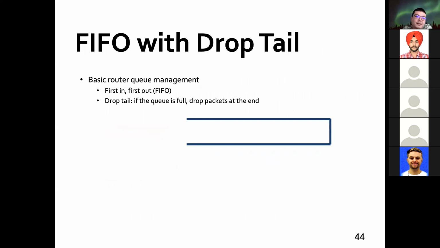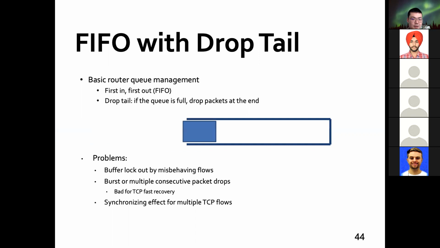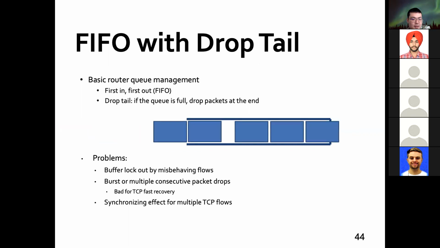The next is first in first out queue with drop tail. This is our regular router, not router-aided congestion control. So what will happen is you can have some streams coming in and then dropped. This will cause unfairness, like the green flow will not send anything while the blue flow is occupying everything. So this has a lot of problems.